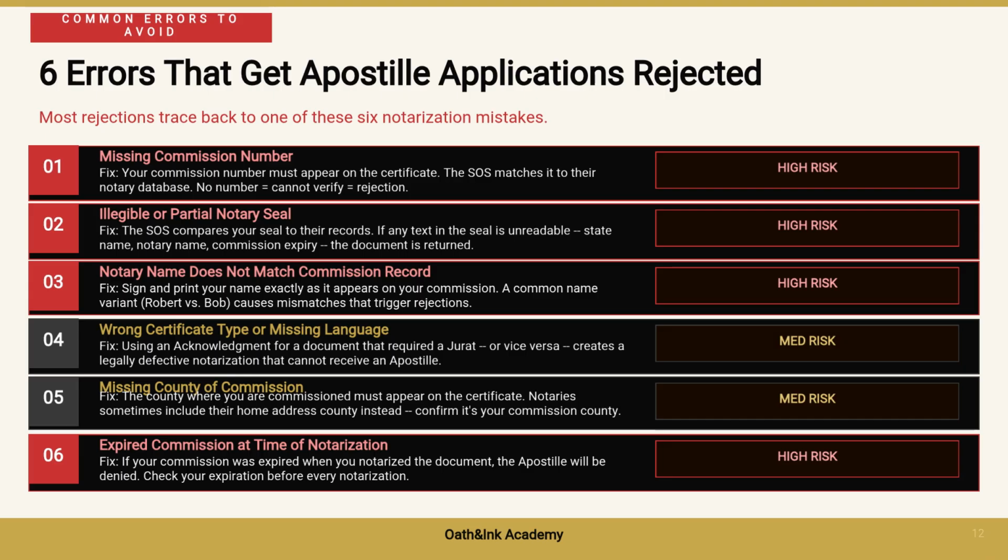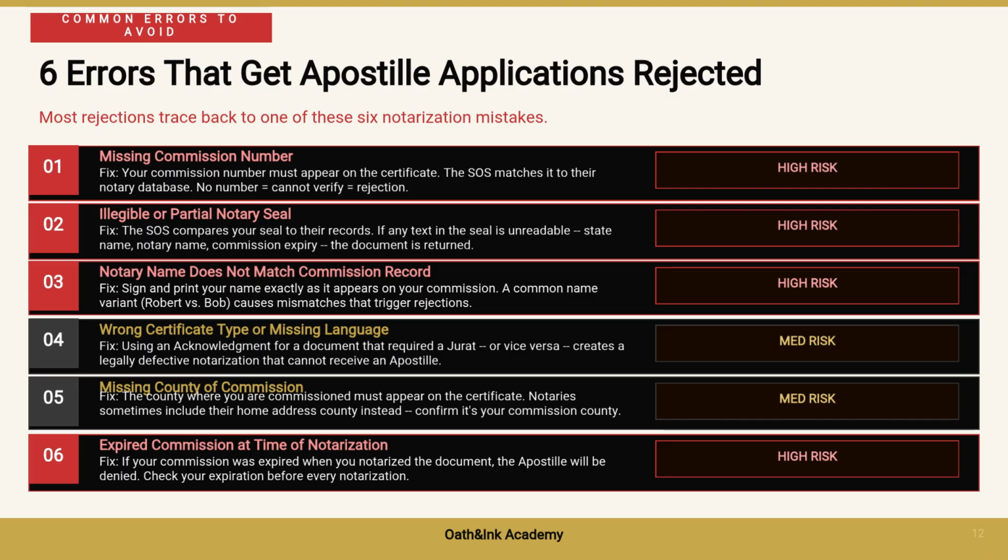Error 4. Wrong certificate type is a legal issue, not just an administrative one. Using the wrong act creates a defective notarization. Know your acts. Error 5. Missing county of commission is surprisingly common. Some notaries put their home address county or the location where the signing happened. The certificate must show the county where you are commissioned.